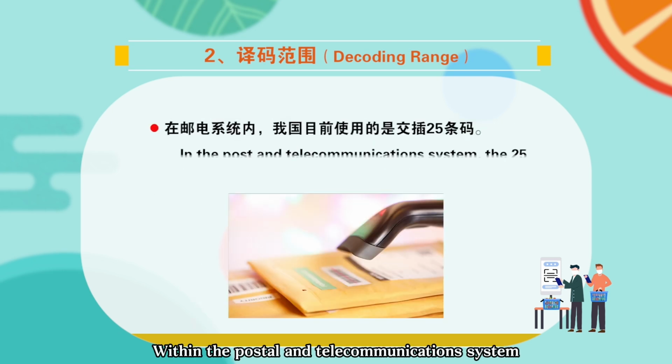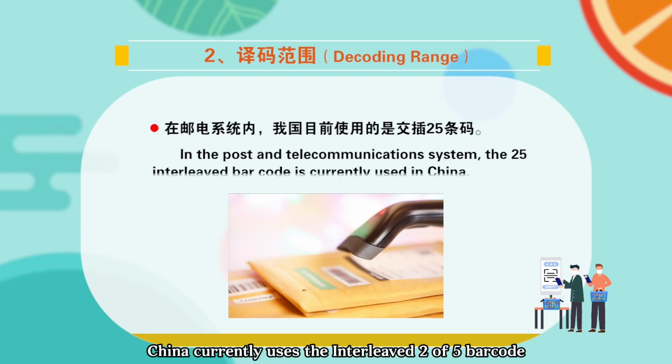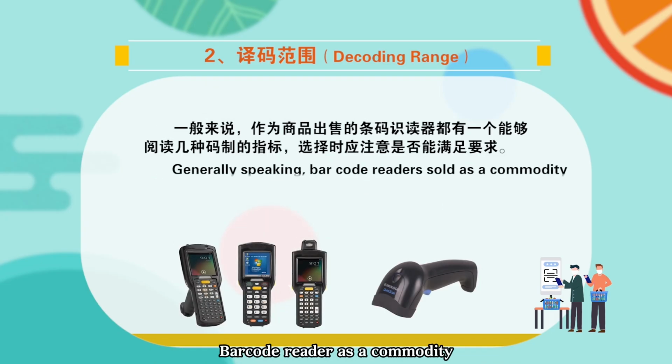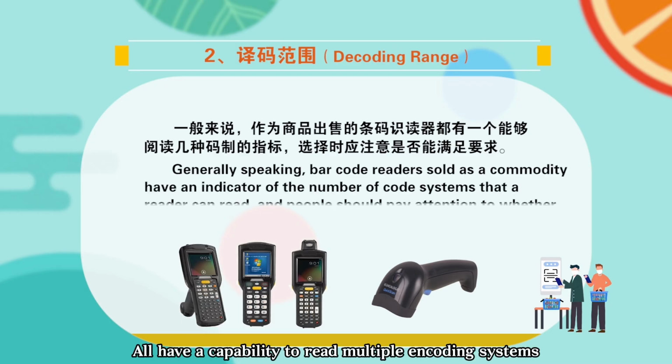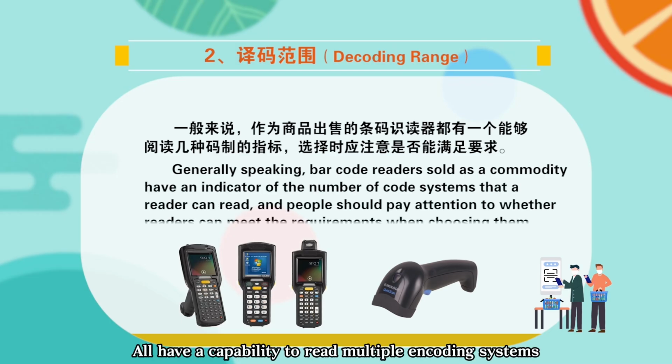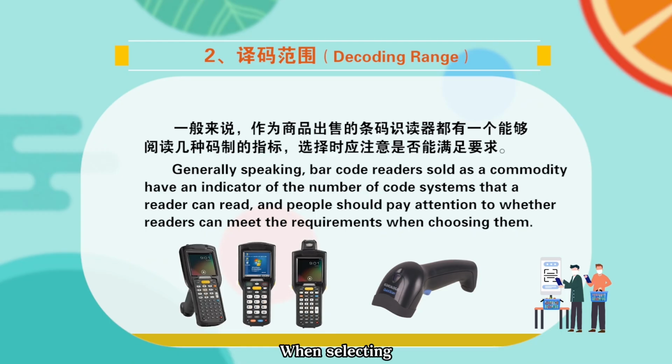Within the postal and telecommunication system, China currently uses the Interleaved 2 of 5 barcode. Generally speaking, barcode readers as a commodity all have the capability to read multiple encoding systems. When selecting, ensure it meets the requirements.